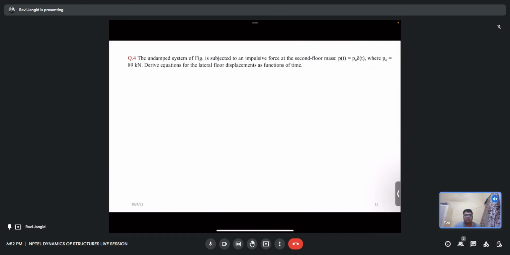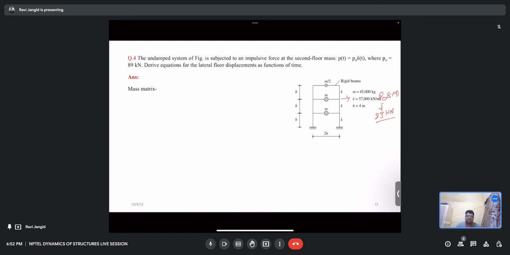Initially that was the sinusoidal force at the top, now we are applying an impulsive force at the second floor, and that force is P naught delta(t), where P naught is given as 89 kilonewton. For this we also need to first determine the mass matrix and the stiffness matrix. You can do it by yourself; I will directly provide the answer for the mass matrix and the stiffness matrix.